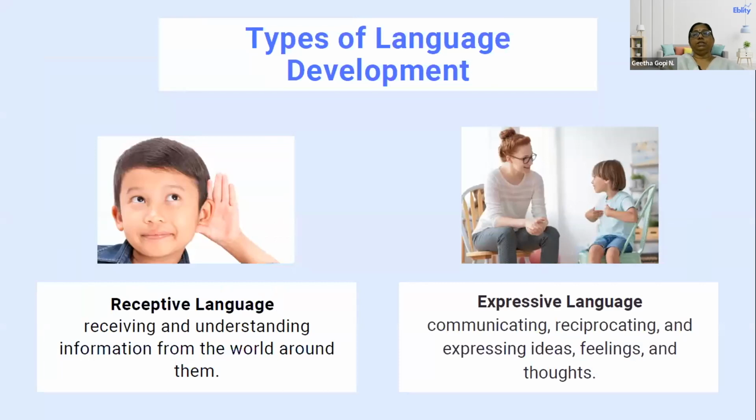Types of language development: there are two major areas in which language development takes place. One is known as receptive language. That is, we receive and understand information from the world around us, from other people, from signboards, from whatever we get through our sensory modalities. Receiving that information and making sense of it is known as receptive language.